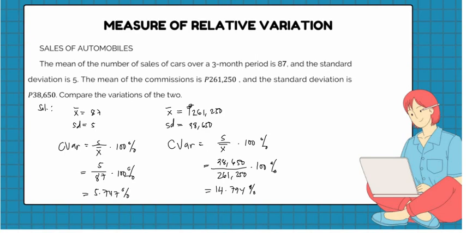percent. So as you can see, mas malaki yung ating percentage sa ating commissions compared to our number of sales. So, meaning, more variable yung ating commissions than the sales, or mas spread out yung data natin sa ating commissions compared to our number of sales. Okay? As you can see na compare natin even though they have different SI units.